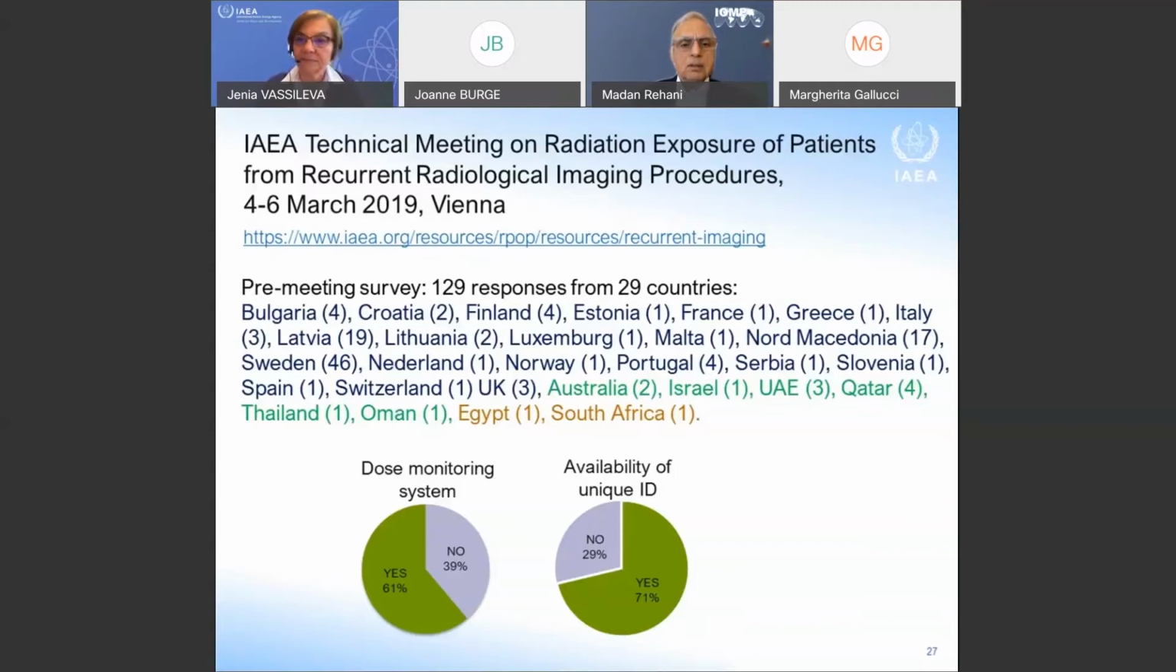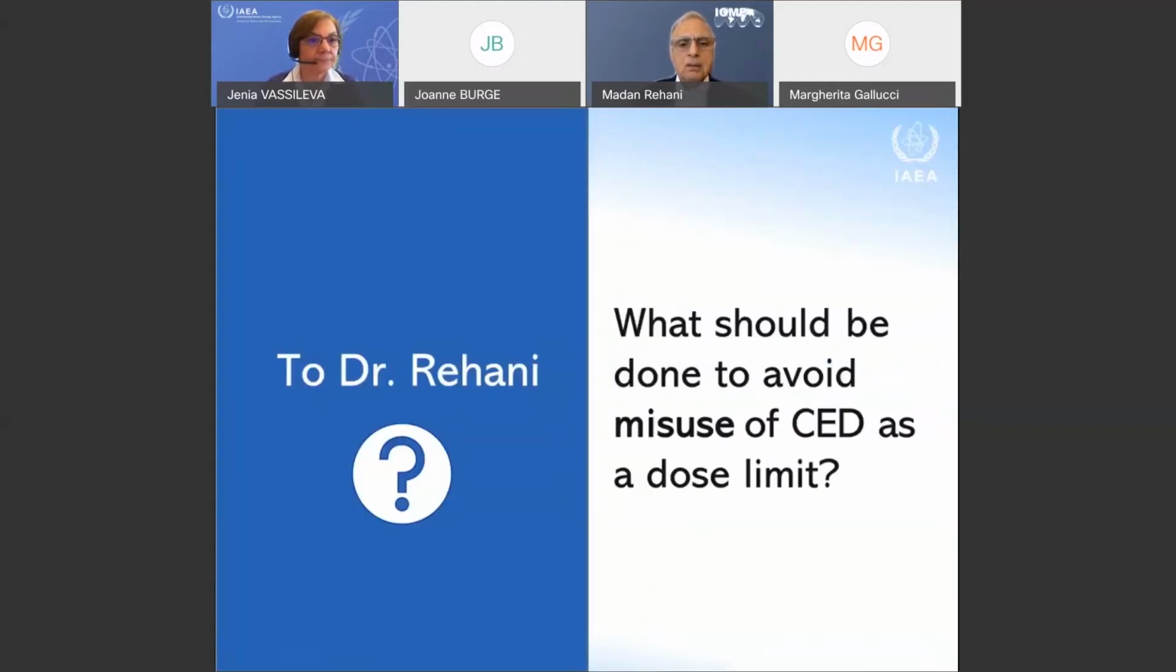Madan, back to you. Okay, so maybe it's a logical question: what should be done to avoid misuse, because that is the main concern. If we have access to cumulative effective dose, how should it be properly used, because there are no dose limits for patients, and we should guarantee that this information is not used as a limit.